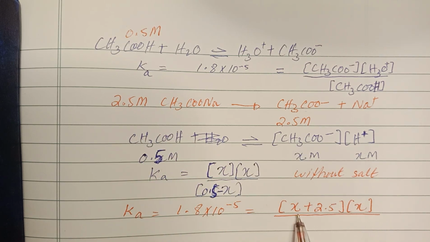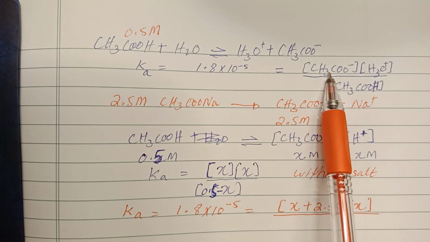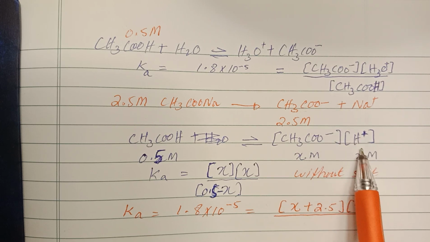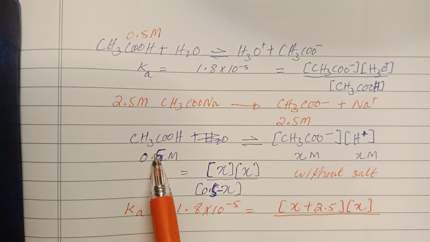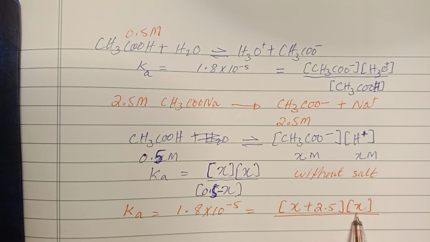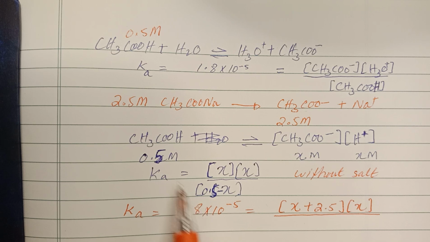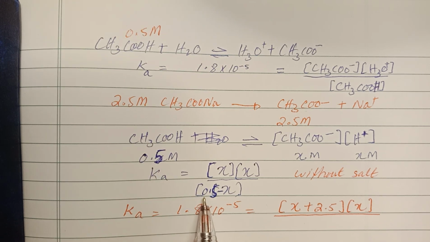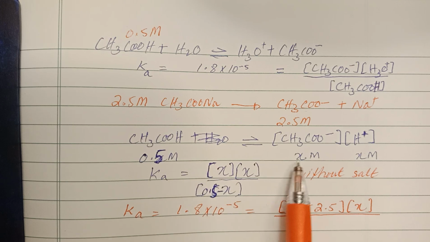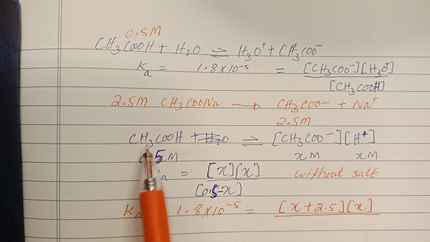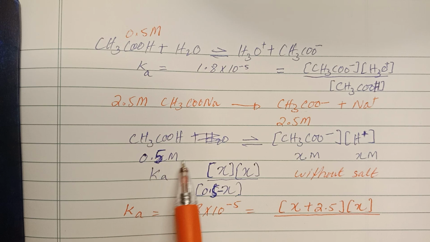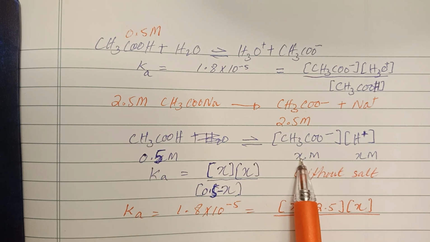So overall we have X plus 2.5 moles of acetate ion, whereas the concentration of hydrogen ion is constant, which is actually generated from the acetic acid. So the concentration of the hydrogen ion will remain constant, that is X, whereas the concentration of the acetic acid is 0.5 molar minus the number of acetic acid molecules that are dissociated into ions.